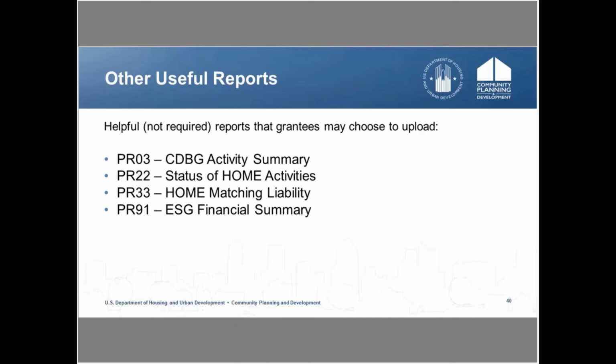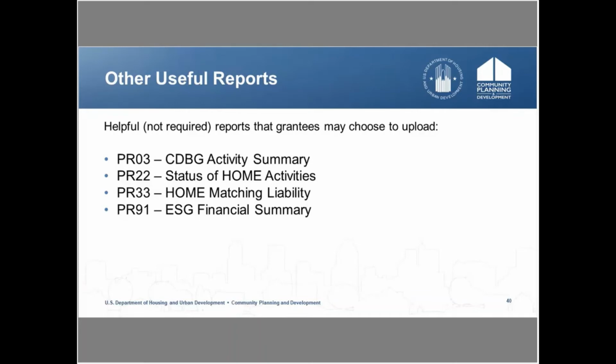PR33, the HOME match report. This is obviously most helpful when you're completing that HOME match screen, which is on the CR15 resources screen. Two things to point out about HOME match here. Just a reminder that HOME match is based on the federal fiscal year, not your program year. So it's important to note that. And keep in mind, as you're working through the report, many grantees are requesting the waiver. You have to request a waiver. It's not automatic. So if you run this report and you see your match liability is 0, that means your waiver is approved.